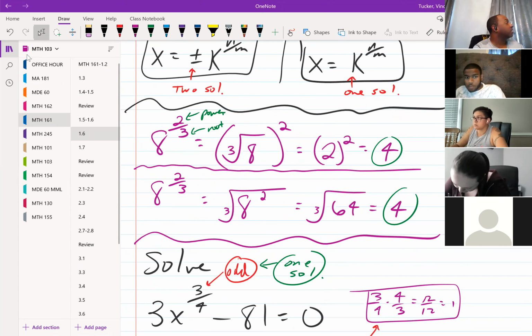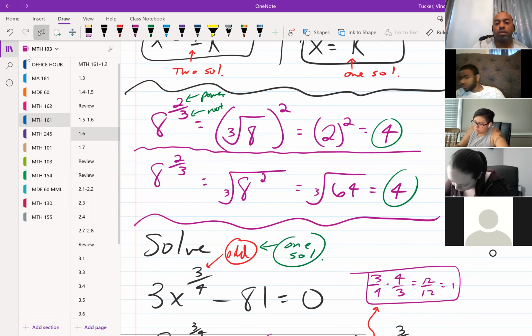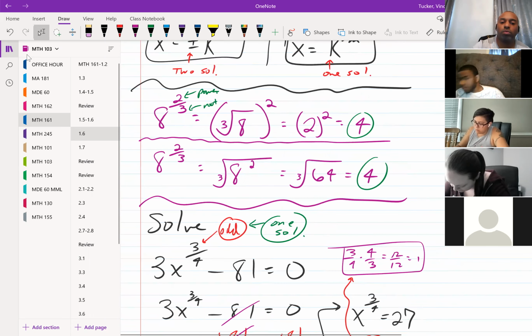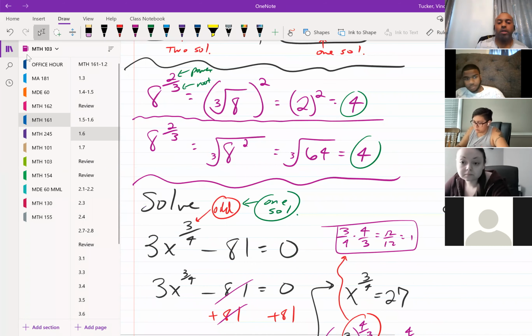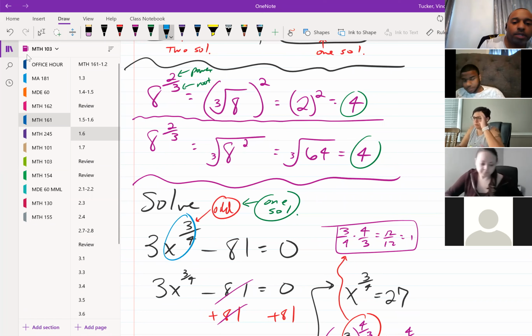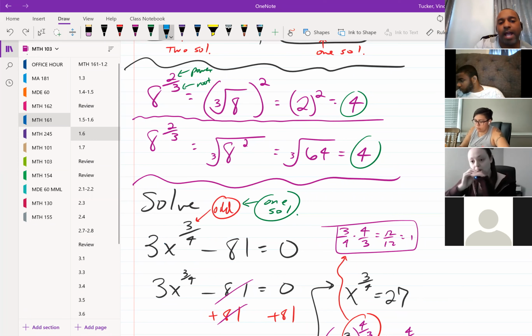So the first one: 3x to the 3/4 power minus 81 equal to 0. Our numerator of our exponent is odd. So that means we're only going to have one solution. We don't have to worry about the plus or minus. First thing we would do is isolate the variable, because the exponent of 3/4 is only applied to the variable. So we can add 81 to both sides.